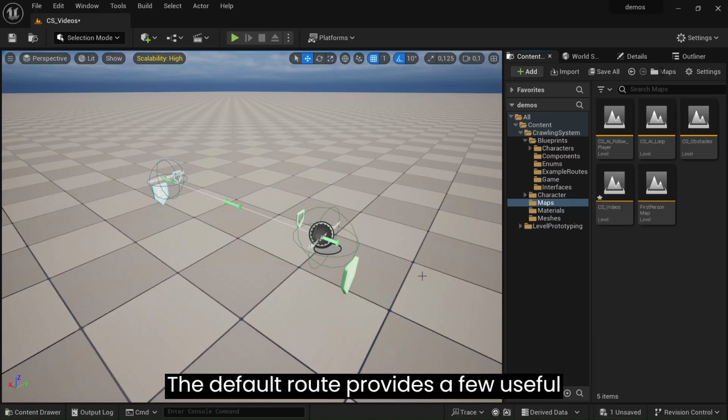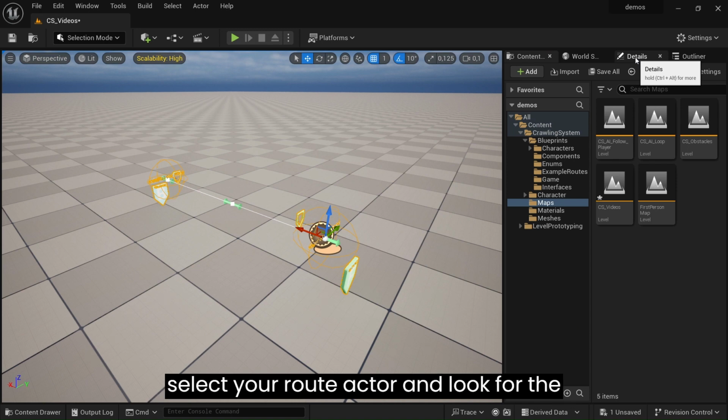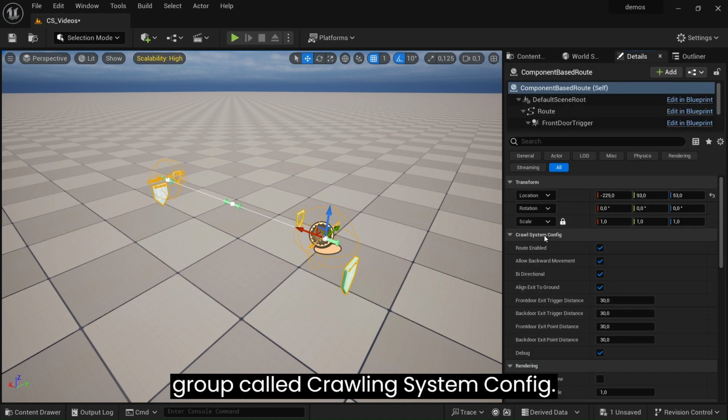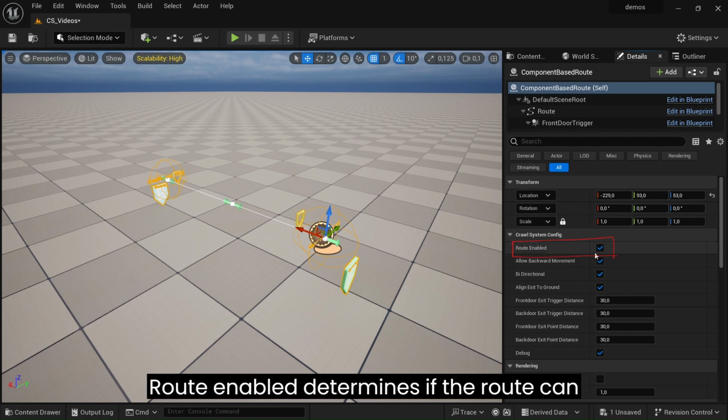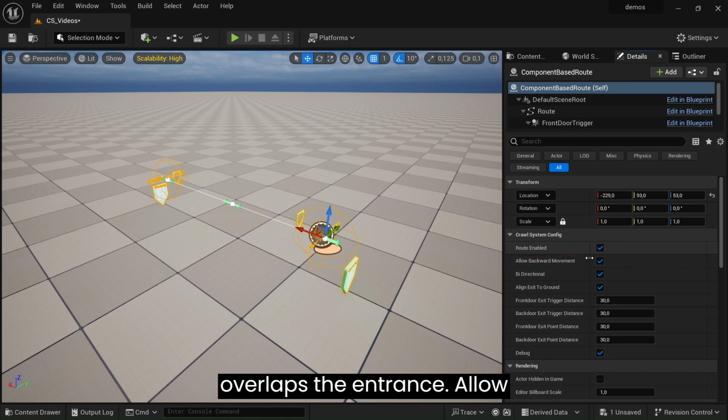The default route provides a few useful options out of the box. To find them, select your root actor and look for the group called Crawling System Config. Root Enabled determines if the route can be entered or not when the character overlaps the entrance.